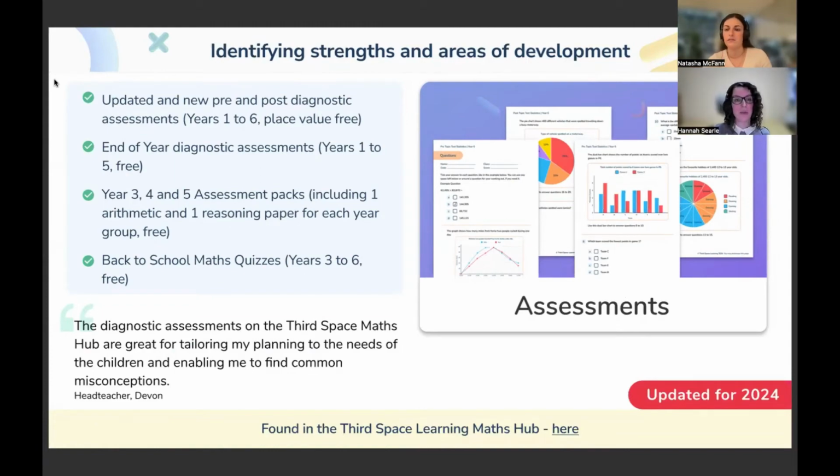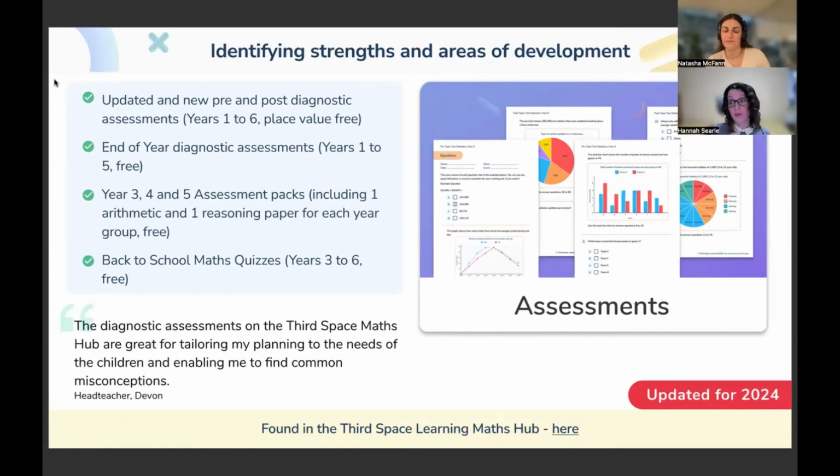and that's because these have been updated this year. We've had them for a long time, but now they are completely updated. We've added a load of brand new ones to the Maths Hub as well. The idea of the pre and post diagnostic assessments is that you give your pupils the pre-diagnostic assessment before you start teaching a block of learning, and then you give them the post-diagnostic assessment once they've finished the block of learning. You can then see what are the gaps that they had at the beginning and plug those during your lessons. And then you can see what are the gaps that they still have that you might need to go and recap so that they have a good understanding of the entire topic.